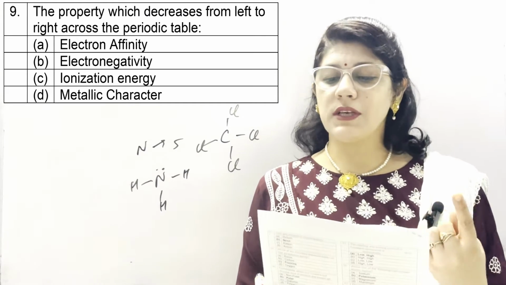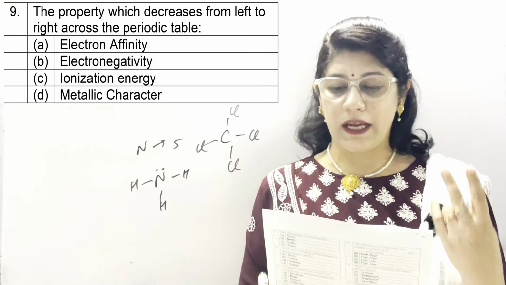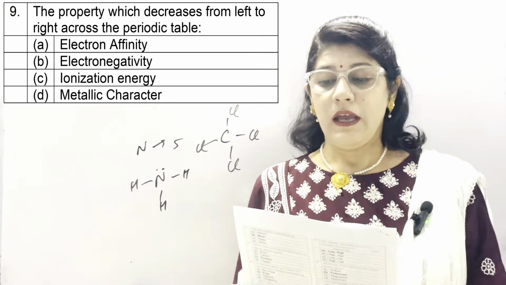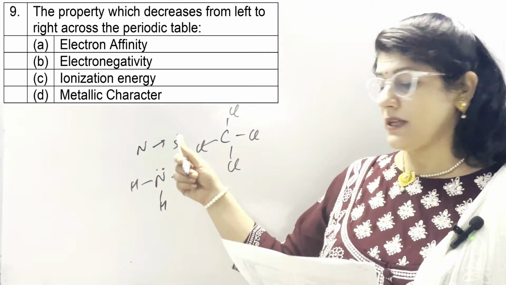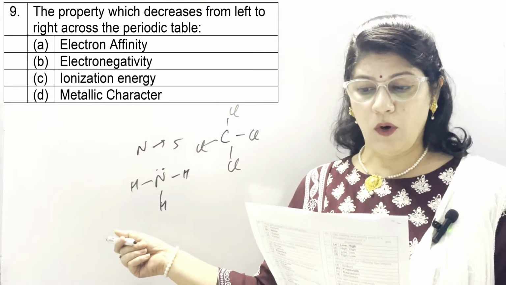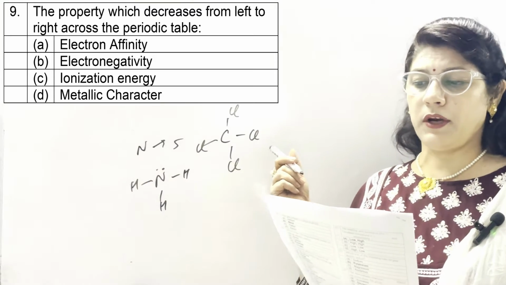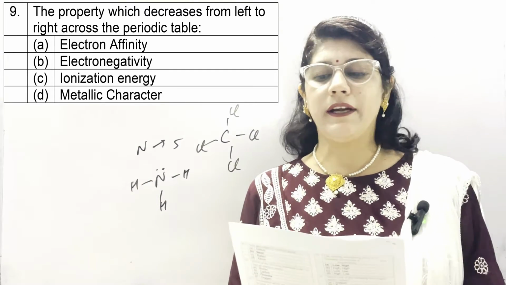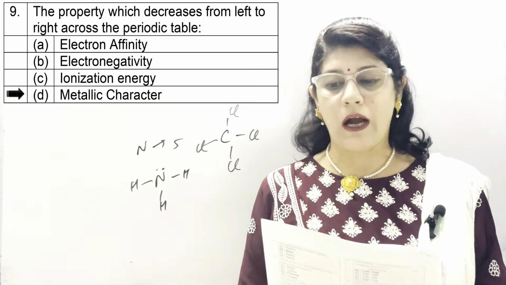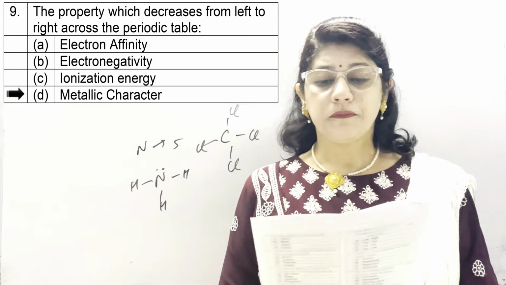Question number 9: the property which decreases from left to right across the periodic table. A option is electron affinity, B is electronegativity, C is ionization energy and D is metallic character. As I have told you earlier, metallic character increases going from top to bottom in a group and decreases along the period. So the property that decreases from left to right across the periodic table is metallic character, because the number of electrons in the outermost shell increases.